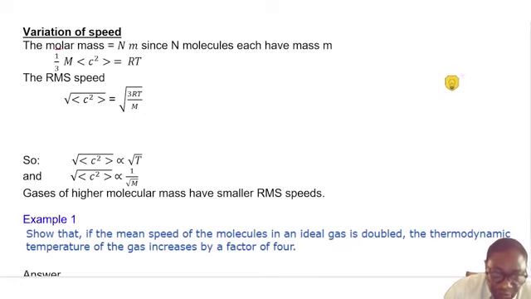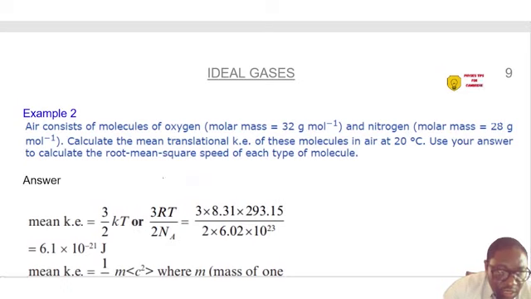Right, so moving on to the second example. Air consists of molecules of oxygen. The molar mass of oxygen is 32 grams per mole. Nitrogen, molar mass 28 grams per mole. Calculate the mean translational kinetic energy of these molecules in air at 20 degrees Celsius. Use your answer to calculate the root mean square speed of each of the molecules. So first of all, we are being asked to find the mean kinetic energy of the molecules. Then we are being asked to find the root mean square speed of oxygen and nitrogen.